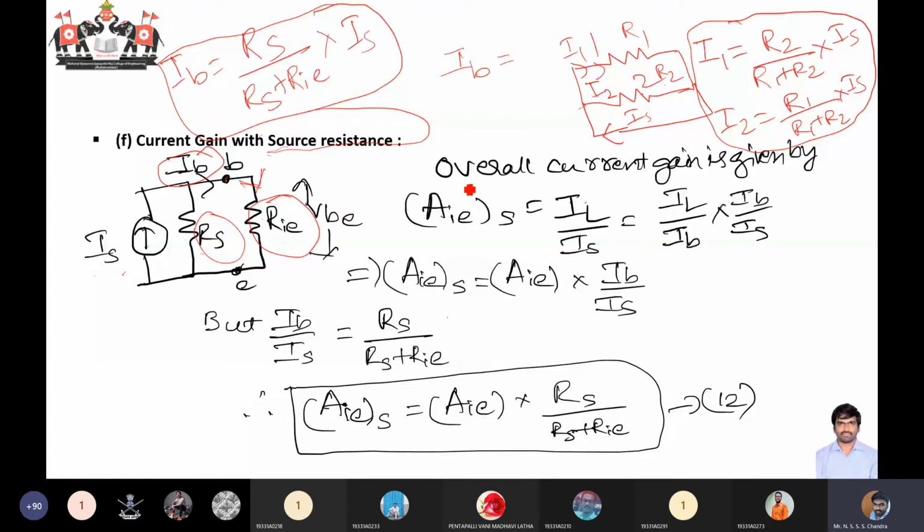Now your overall current gain is equal to your load current by source current IS. So again I'm writing it in two parts: IL by IS as IL by IB into IB by IS. This ratio I already know, it is nothing but your current gain AIE. Now I need to write the relationship between IB by IS. IB by IS is nothing but RS by RS plus RIE. So AIES is equal to AIE into RS by RS plus RIE.